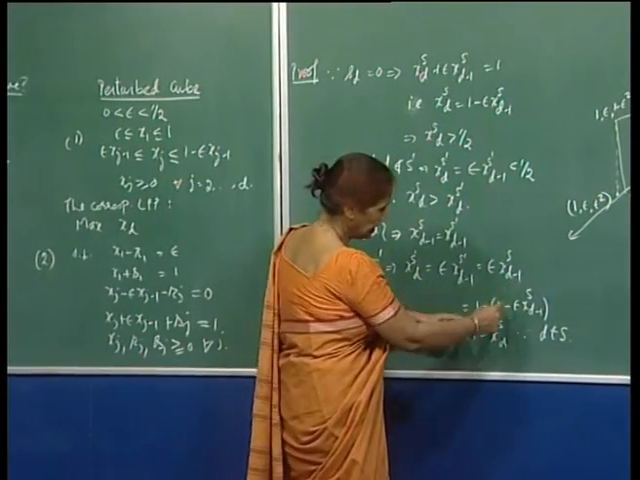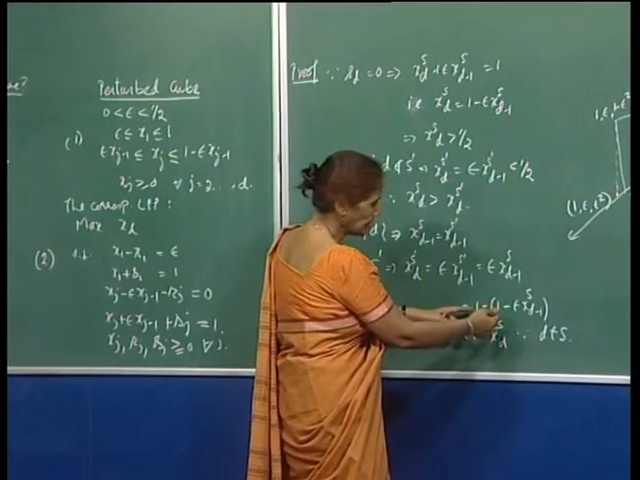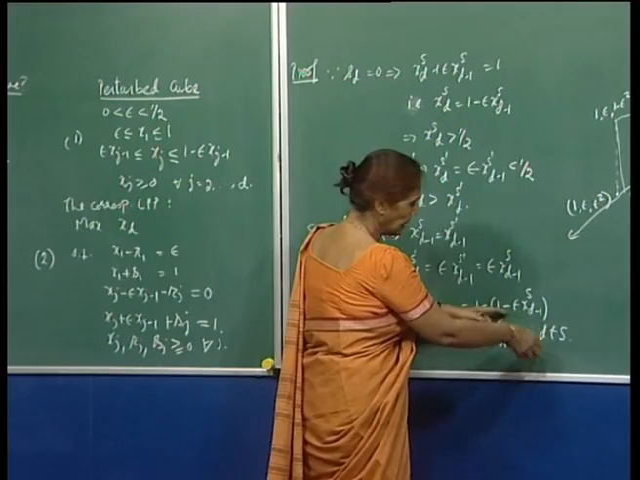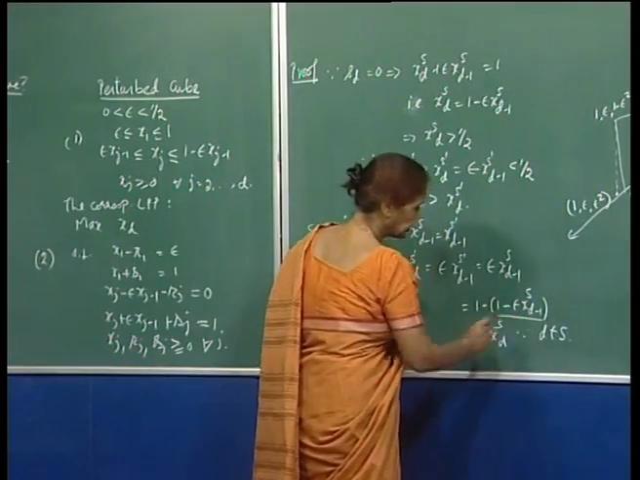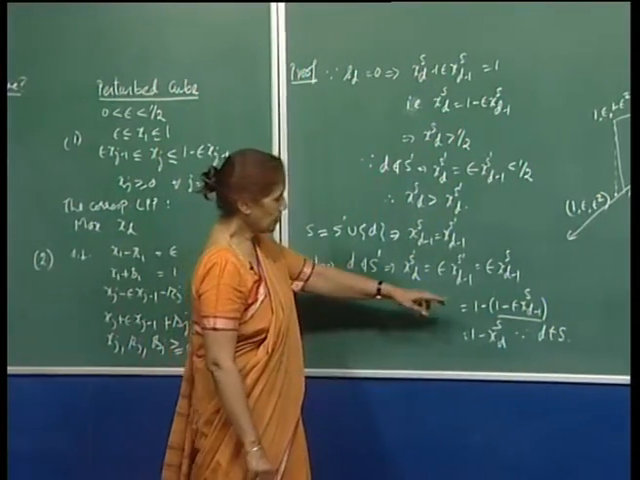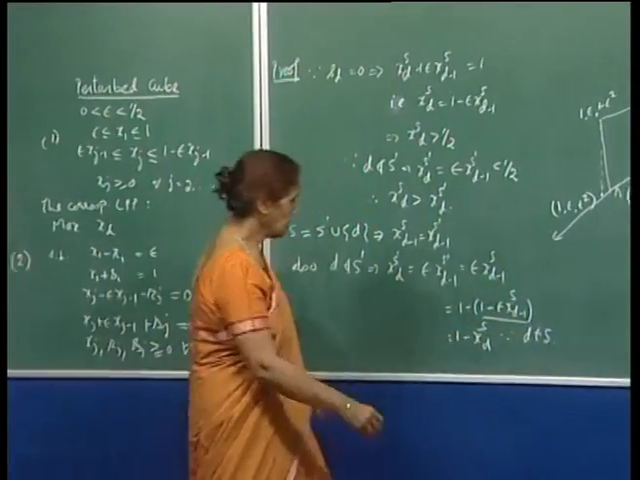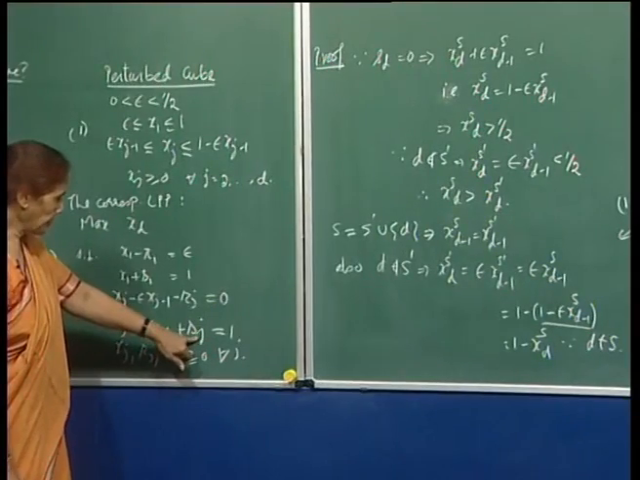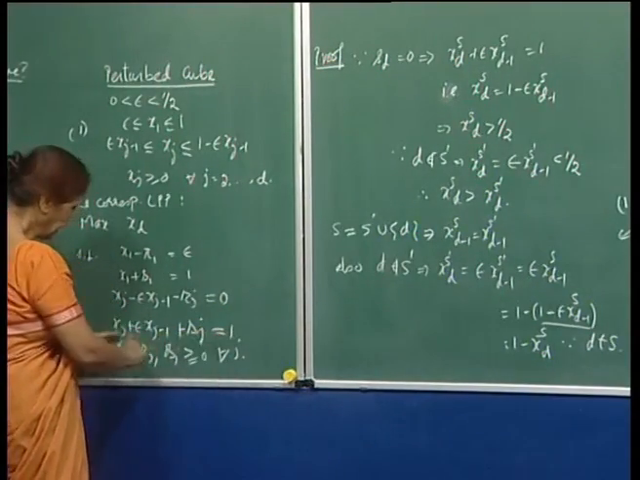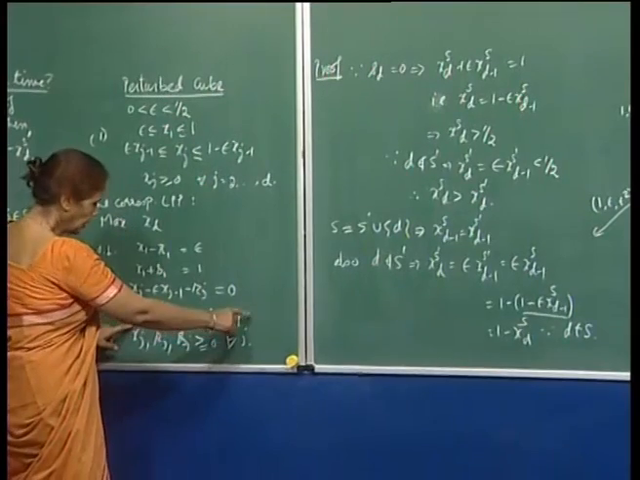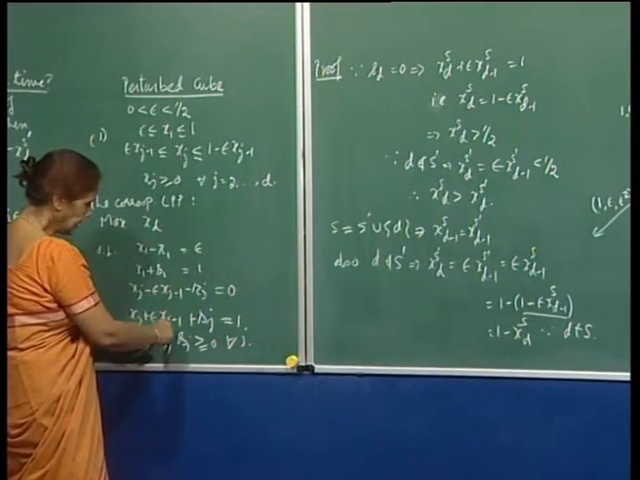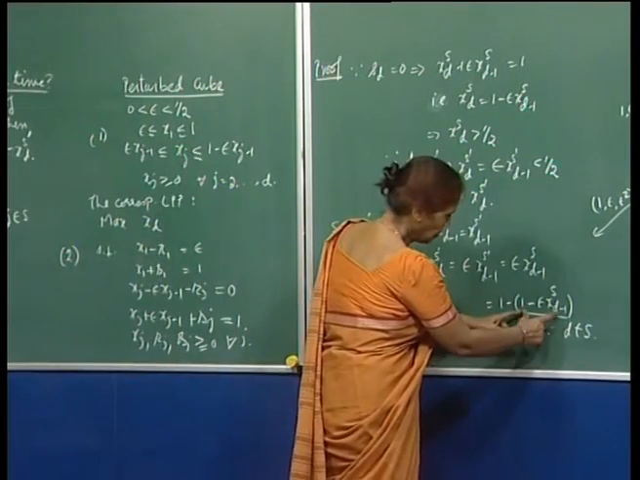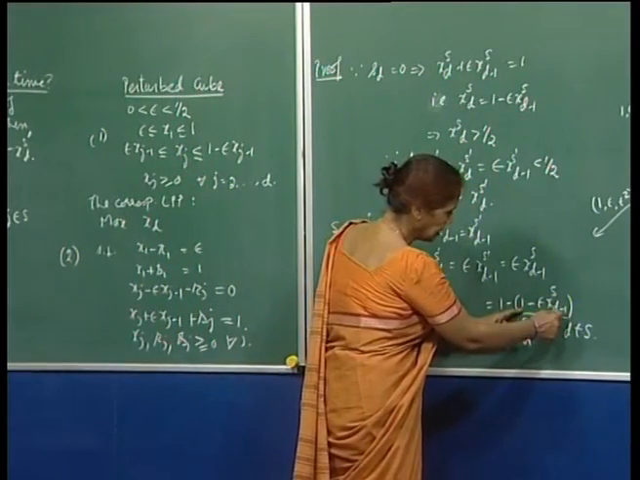Now, this number I write as 1, so I add and subtract 1. So, this is 1 minus (1 minus epsilon x_S d minus 1), but then, because d belongs to S, therefore S_d is 0, right. And so, from here you will get that x_S d is 1 minus epsilon x_S d minus 1. So, x_S d is equal to 1 minus epsilon x_S d minus 1.